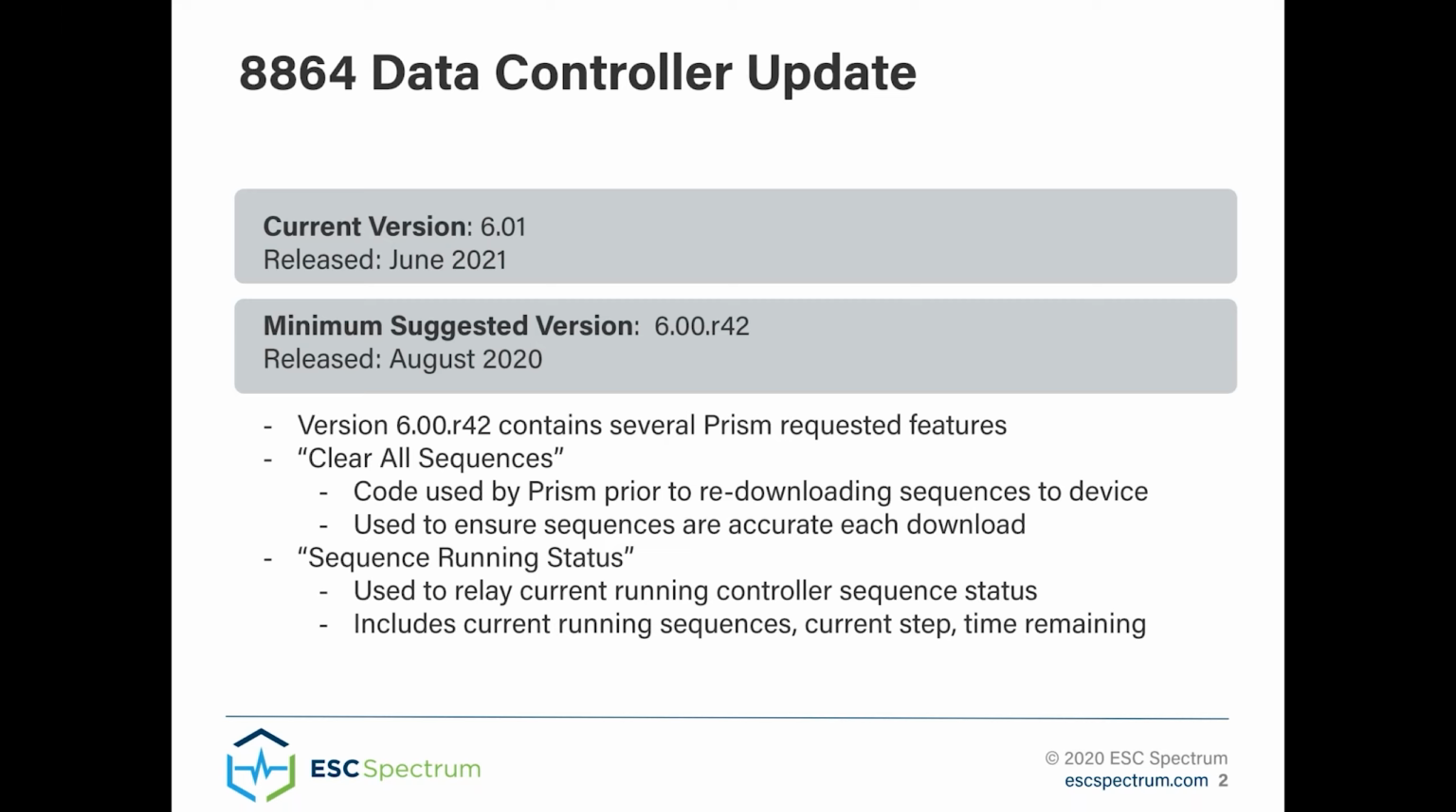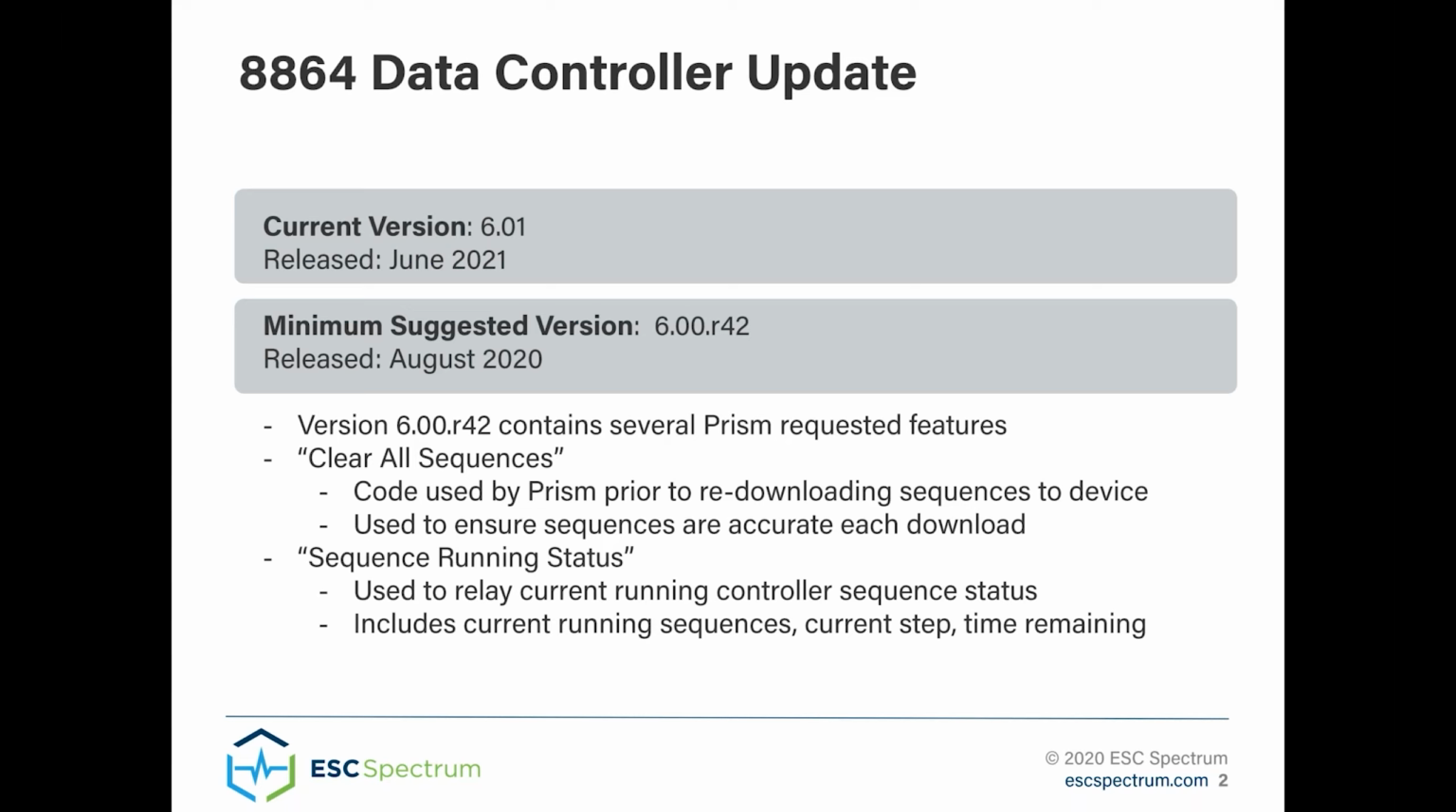Two of those are the clear all sequences command. So this was a command that was put into the 8864 specifically for Prism to clear the sequences code out, and then the sequences downloaded from Prism into the device, similar to how we work with other devices in the past.